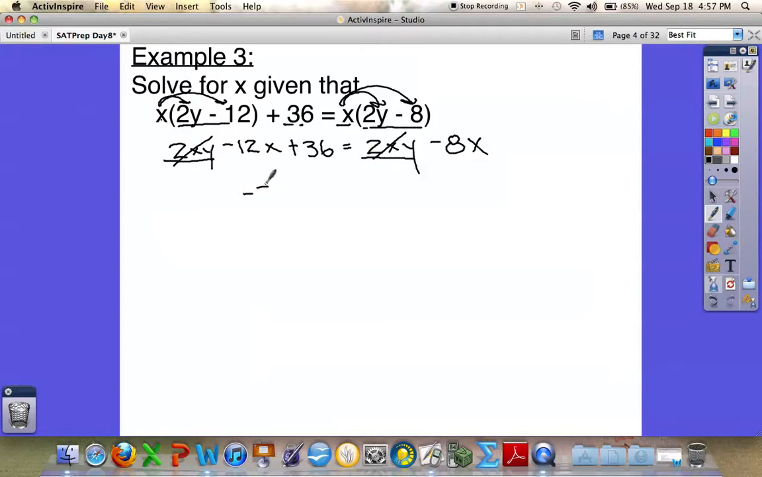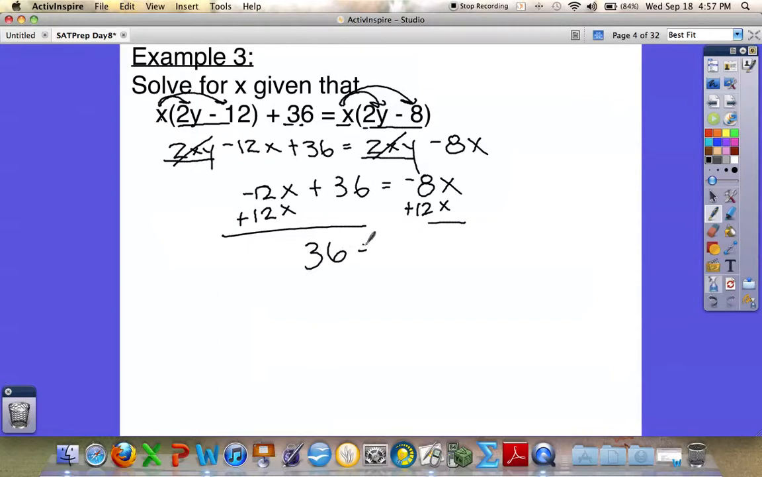Bring down the negative 12x plus 36 equals negative 8x. And I'm going to move the negative 12x to the other side by adding it to both. And I get 36 equals 4x. So x equals 9. Okay. This could not have worked if the xy term did not cancel out.